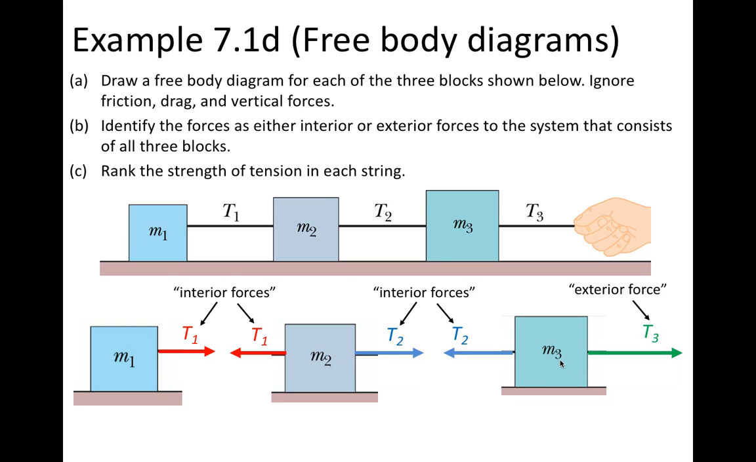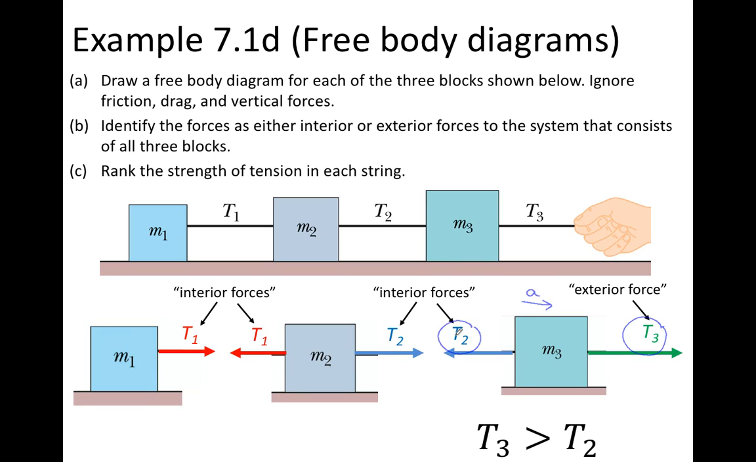But T3 does not act between two boxes. That's an exterior force. And so T3 is able to accelerate the system. T2 and T1 are not able to. Now, in ranking the strength of the tension in each string, obviously the whole system is going to move to the right. So focusing on block 3, tension 3 must be bigger than tension 2. There has to be a bigger force to the right to accelerate the block to the right.